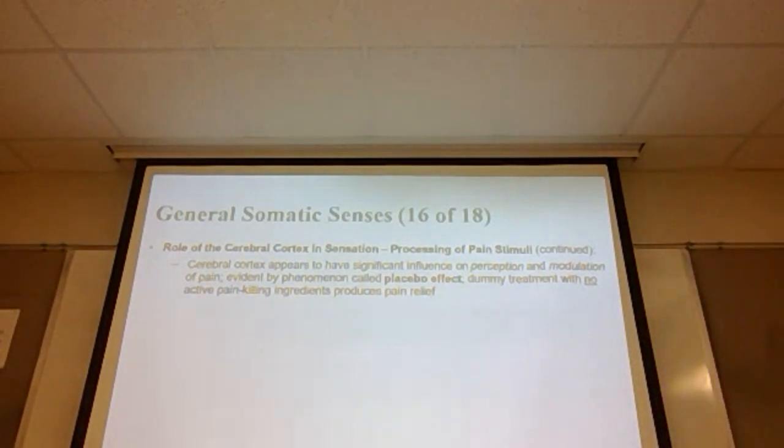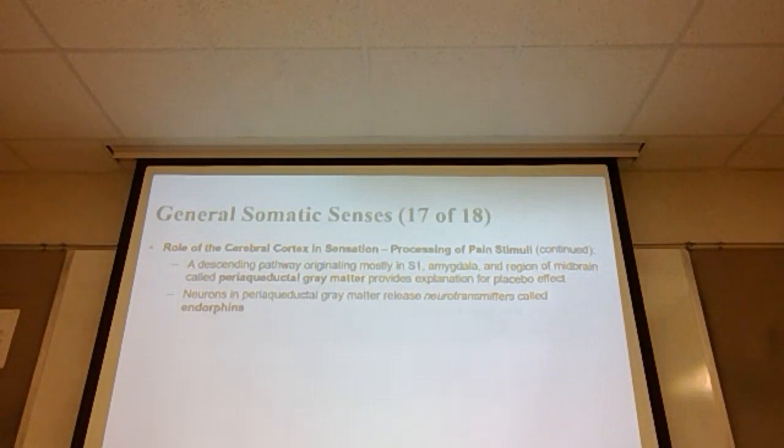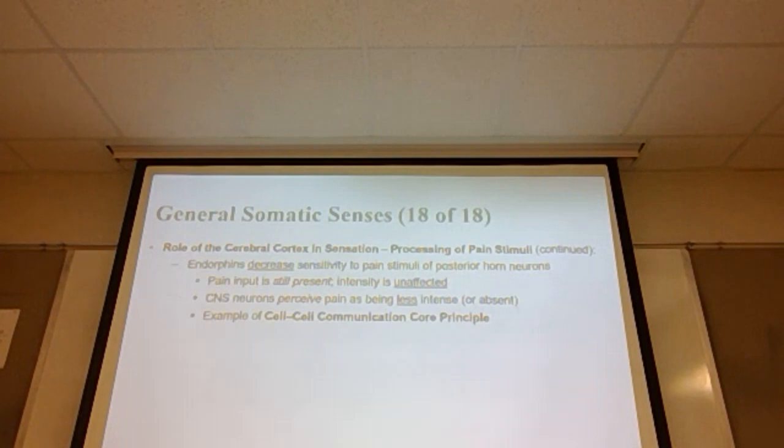All right, so the placebo effect. A descending pathway originating mostly in S1, the amygdala, and the region of the midbrain called the periaqueductal gray matter provides an explanation of the placebo effect. These neurons in the periaqueductal gray matter release neurotransmitters called endorphins, and we've all heard of endorphins. The role of the cerebral cortex: these endorphins decrease sensitivity to pain stimuli in the posterior horns.